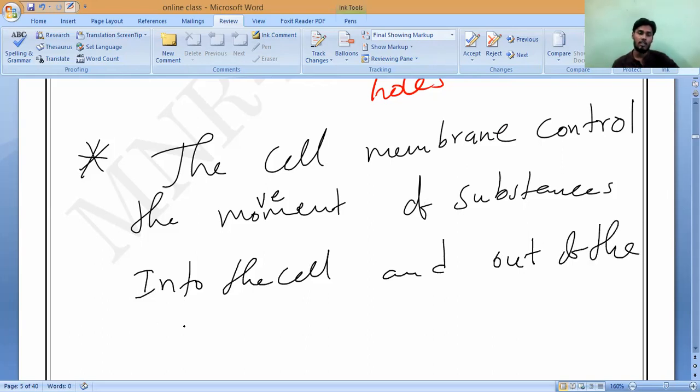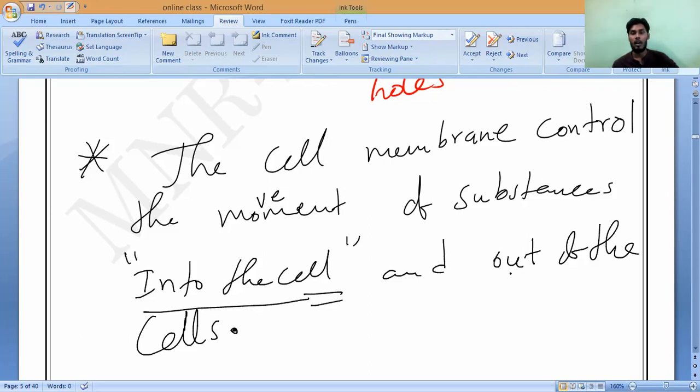So what is the function of cell membrane? Each and every part you have to remember. What is the function of cell membrane? It has tiny pores on its surface, so that it can control the movement, allowing substances to go into the cell and out of the cell.